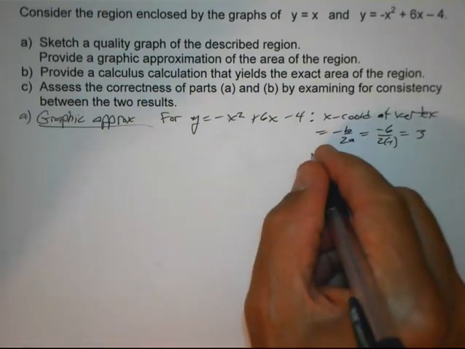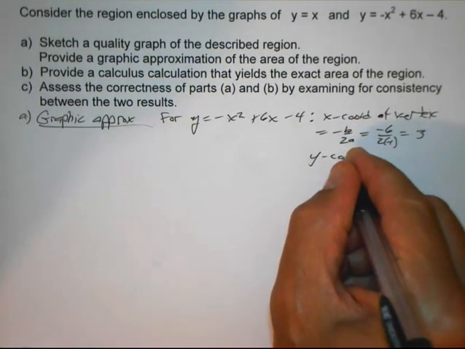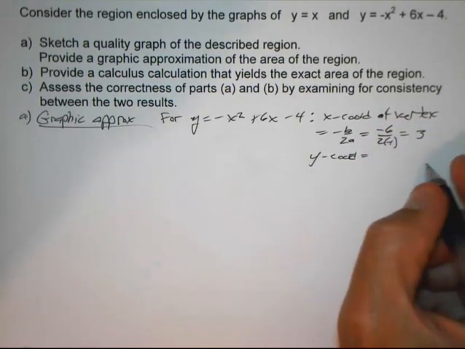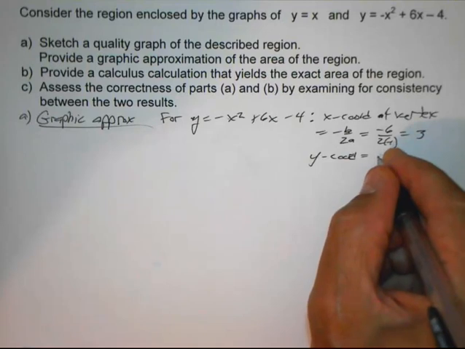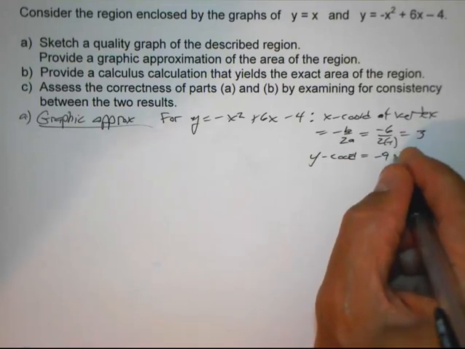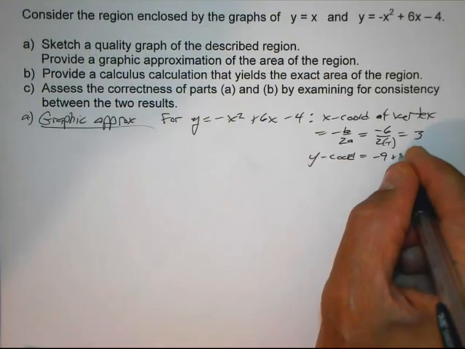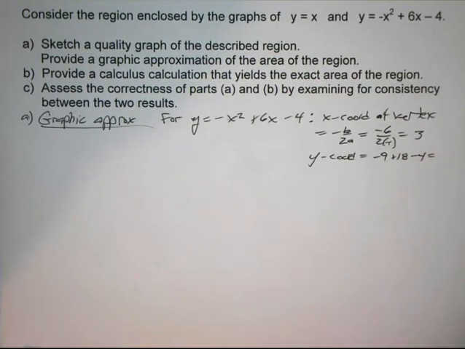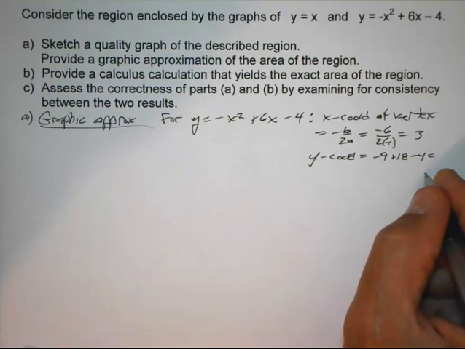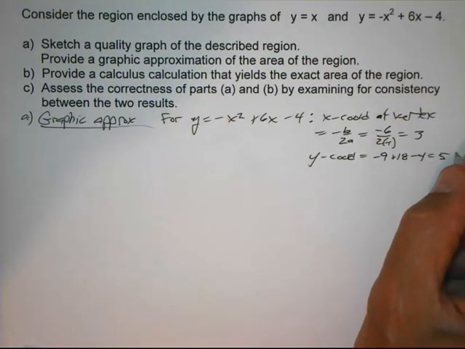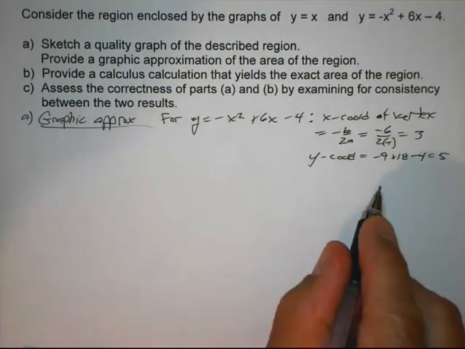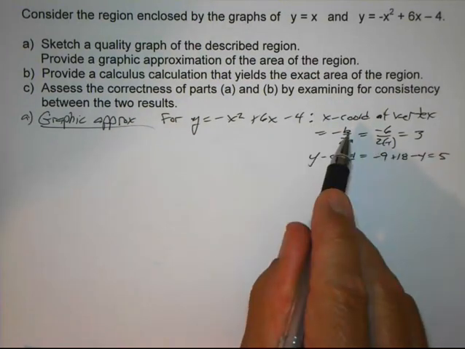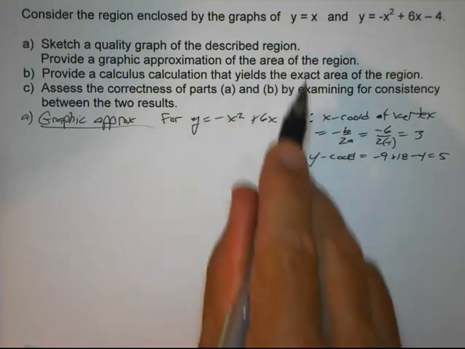Then the y-coordinate by substitution. There will be a negative of 3 squared, that's negative 9. 6 times 3, that's plus 18, minus 4. So what are we looking at there? 18 minus 13, that's 5. So we're going to have a vertex at 3, 5. It's going to open down. We have this diagonal line.